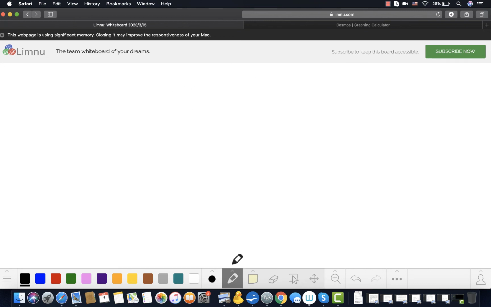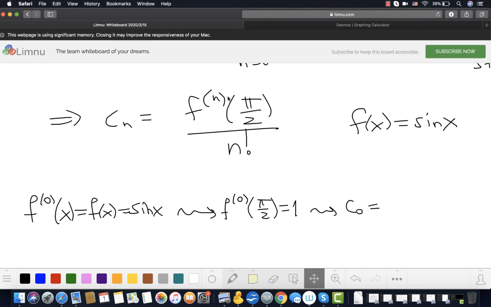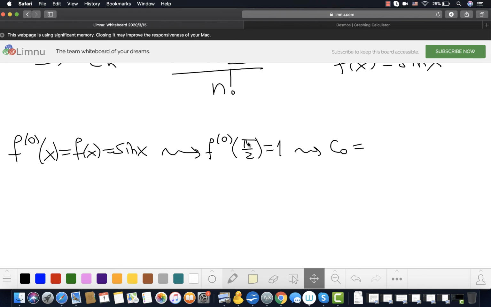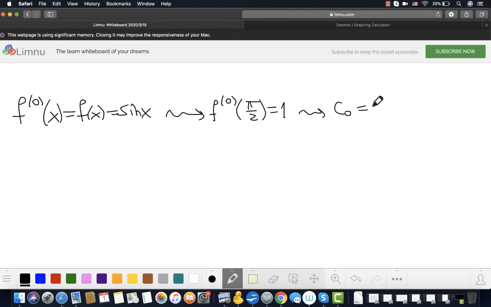So we just have to find the derivatives of the function. The 0th derivative of the function is just the function itself, which is sine x. And remember, we also have to evaluate the 0th derivative at pi over 2. If you evaluate sine of pi over 2, you just get 1. That tells you c sub 0. By definition, c sub 0 is the 0th derivative of the function at pi over 2 divided by 0 factorial. Well, 0 factorial is 1, and this is 1, so c sub 0 is 1.